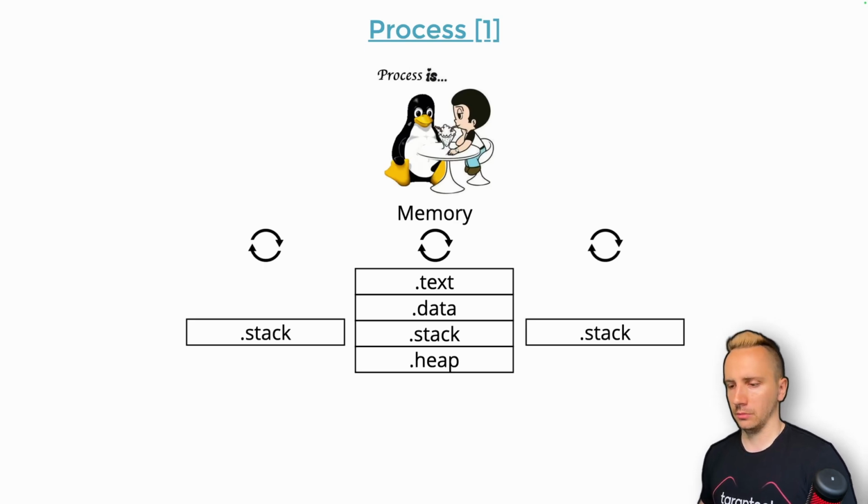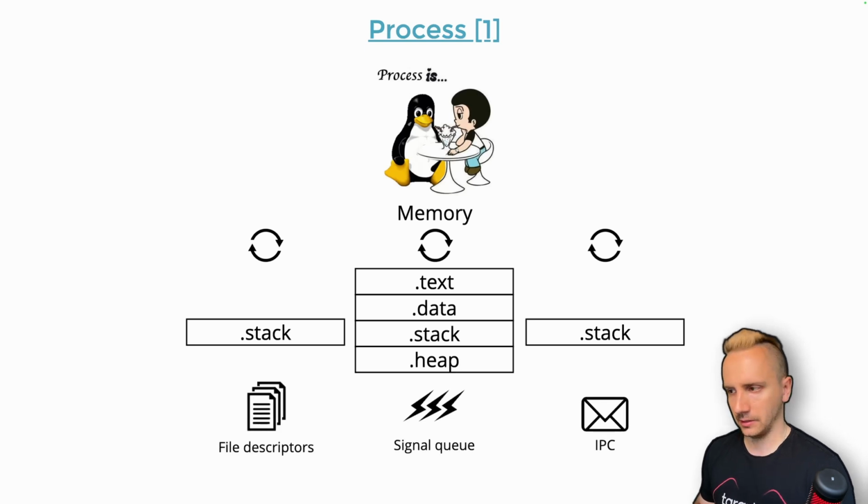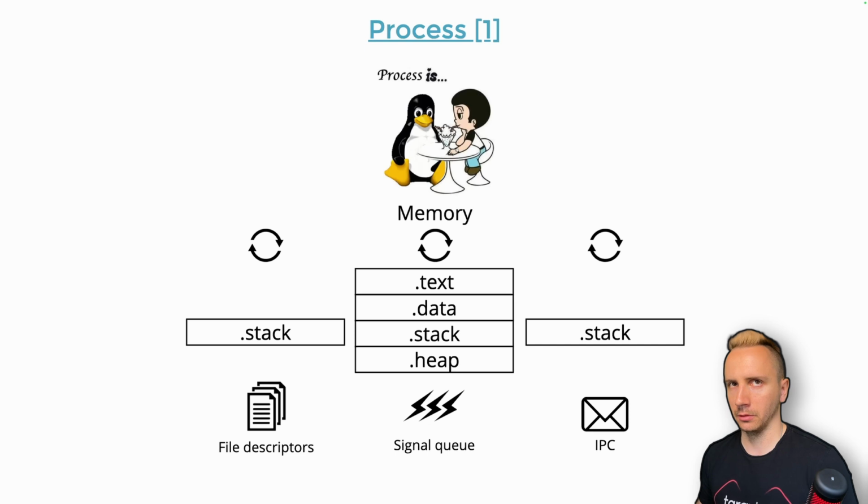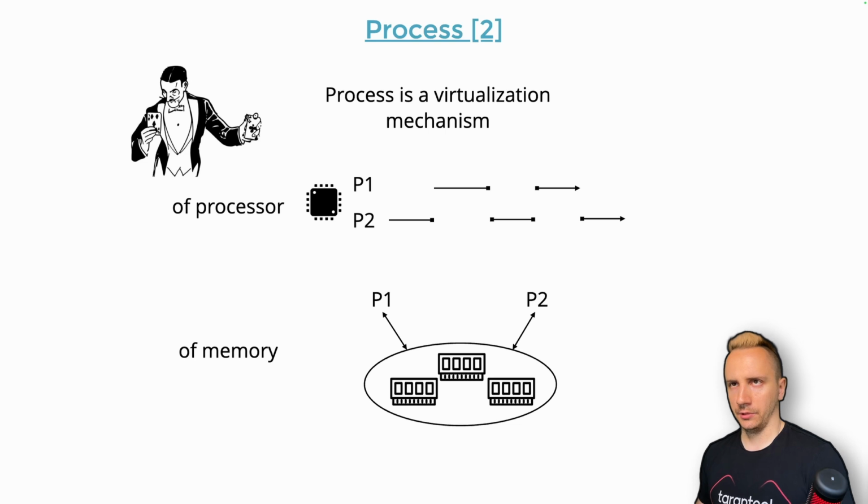In addition to memory, a process also has other resources such as file descriptors, signal queue, and inter-process communication means which might belong to the process. The signals and IPC we will look at in different lectures, and today we will look at the memory layout and file descriptors.